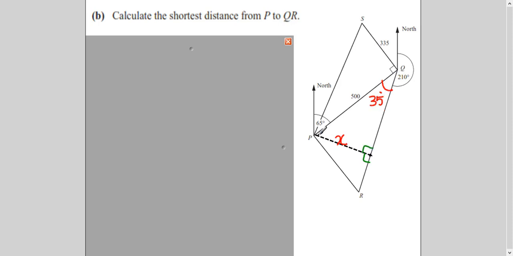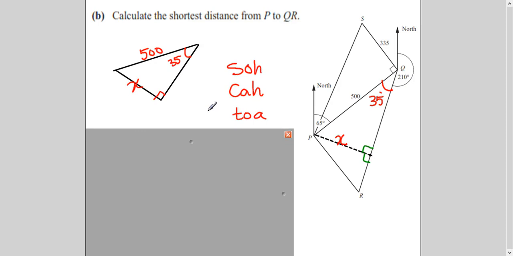Now let's see this triangle. This is a right angle triangle. This angle is 35. This side is 500. So it means I can apply a trigonometric ratio. You remember, this is the way to remember it: sine is opposite over hypotenuse, cosine is adjacent over hypotenuse, tangent is opposite over adjacent. So this is how we apply trigonometric ratios.